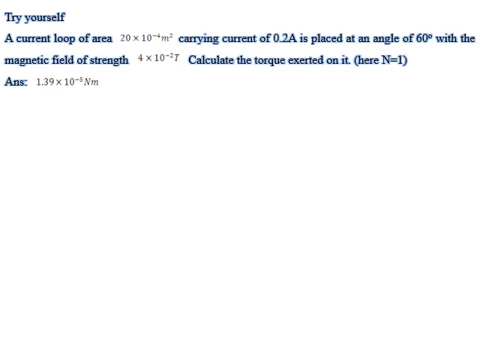This is for you to try. A current loop of area 20 into 10 power minus 4 meter square carrying current of 0.2 ampere is placed at an angle of 60 degrees with a magnetic field of strength 4 into 10 power minus 2 Tesla. Calculate the torque exerted on it. Here N is equal to 1 because they have told a current loop. They have given you area, so you don't have to find area as well. Find out and check whether you are getting the value as 1.39 into 10 power minus 5 Newton meter. Just try this yourself at home.